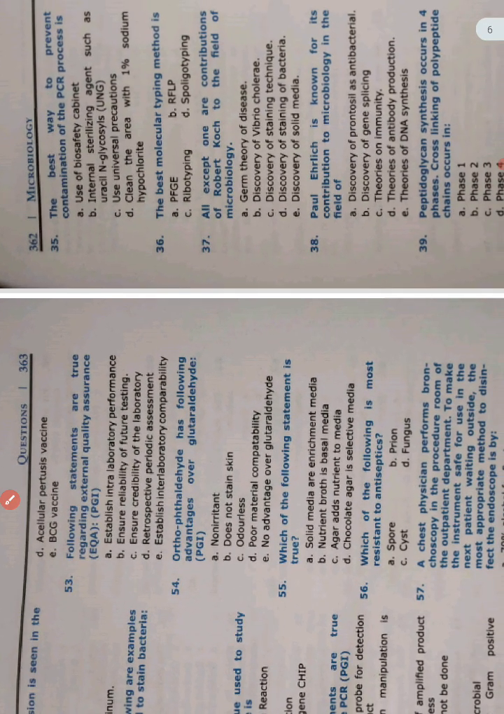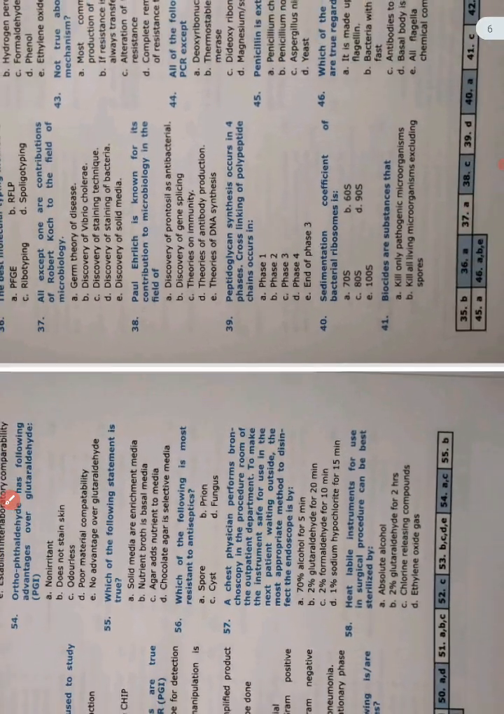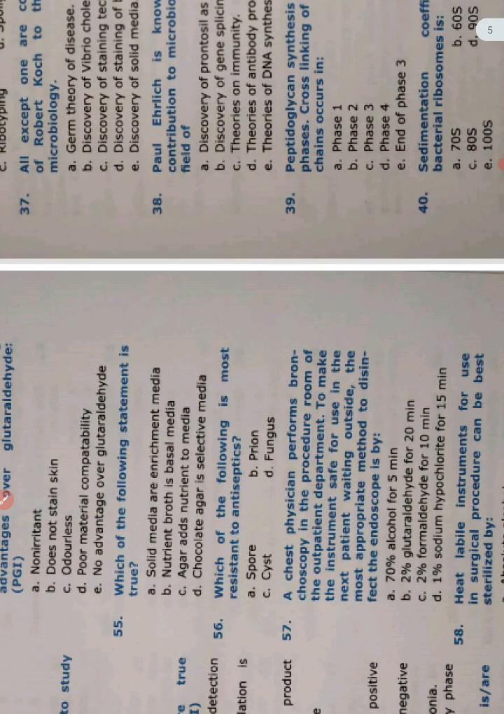Next question, which of the following statements is true? Solid media are enriched media. Nutrient broth is a basal media. Agar adds nutrients to media. Never. Agar does not add nutrients to media. Chocolate agar is a selective media. No, it is not selective.